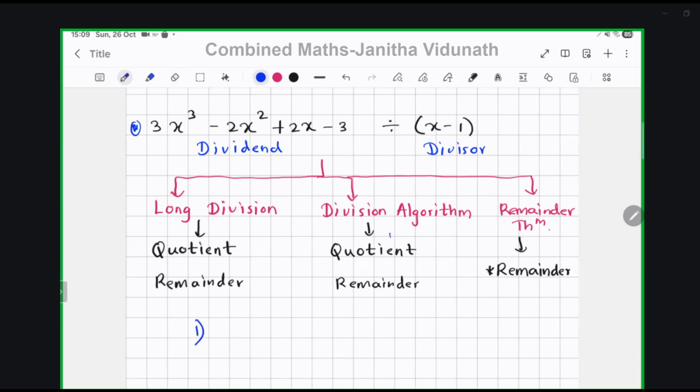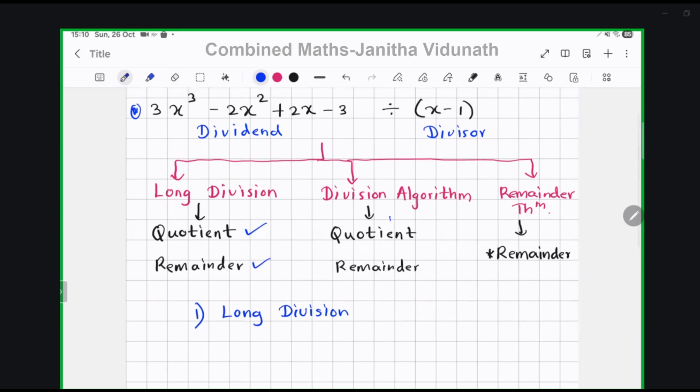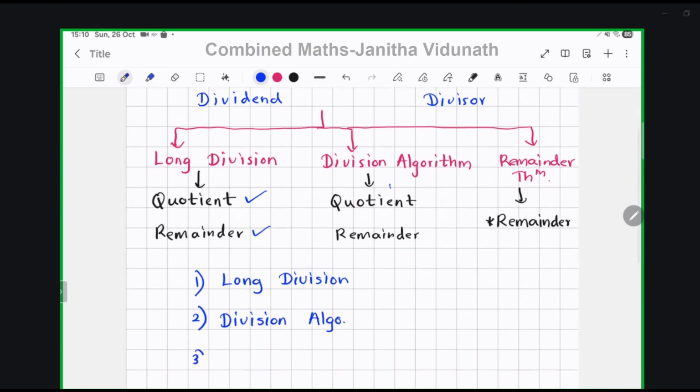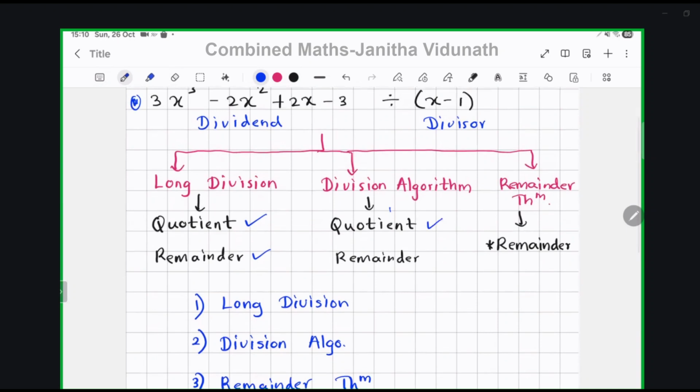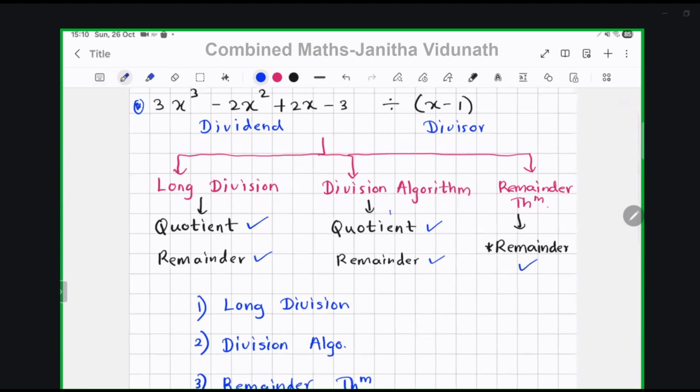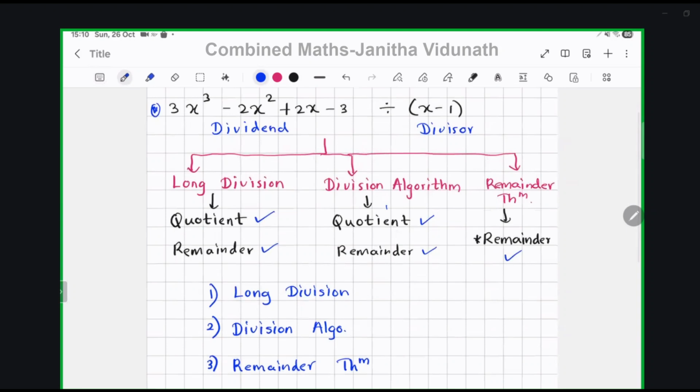First, you need to get the answer from the long division. When you use long division, you can find both quotient and remainder. Afterward, you need to do the same question using the division algorithm. Finally, you need to do the same question using the remainder theorem. From the division algorithm also you can find quotient and remainder, but from the remainder theorem, you can only find the remainder. Okay. Now start to do this question and send me the answers.